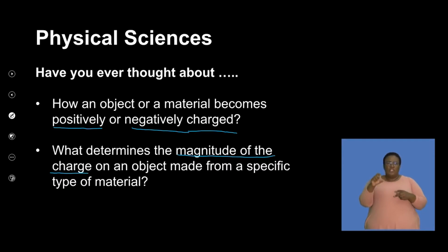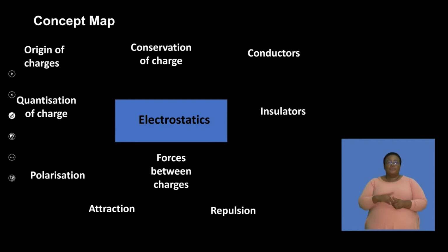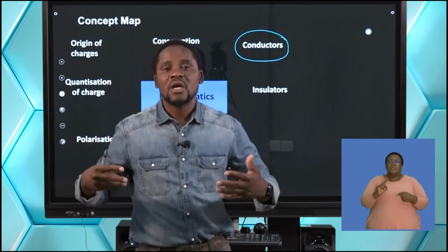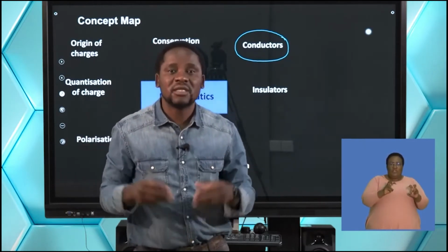When we talk about magnitude, we are talking about the size of the charge that a material carries. Now, in terms of the concept, the assumption of what exactly we already know is that we talk about the physical properties of materials in terms of conductors. So when you talk of conductors, what exactly are you talking about? You're talking about electrical conductivity in this context.